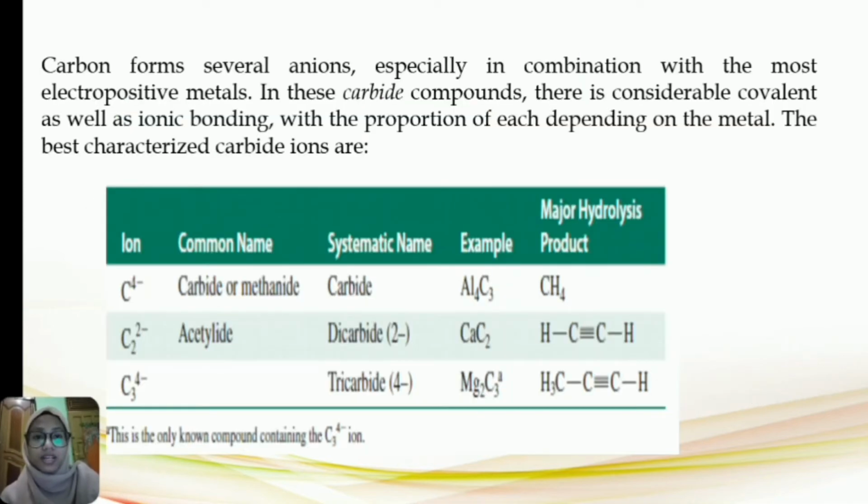Carbon forms several anions, especially in combination with the most electropositive metals. In these carbide compounds, there is considerable covalence as well as ionic bonding, with the proportion of each depending on the metal. The best characterized carbide ions can be seen in this table. Next, my partner will explain.